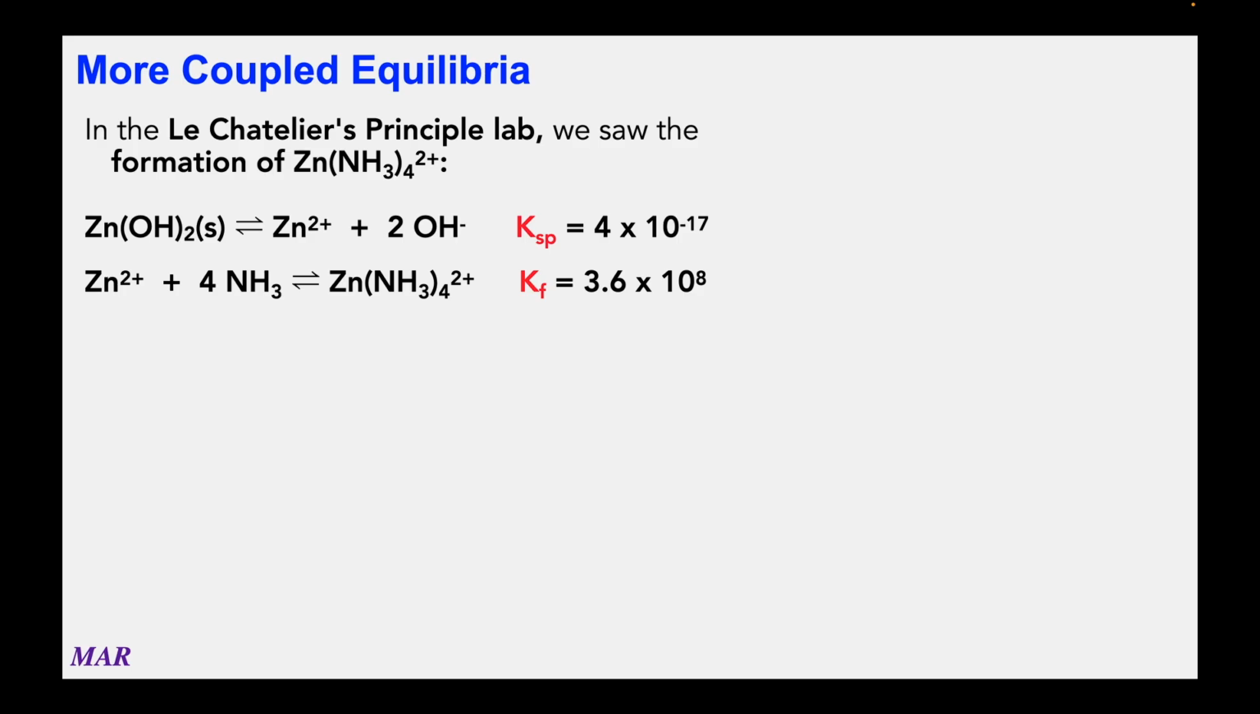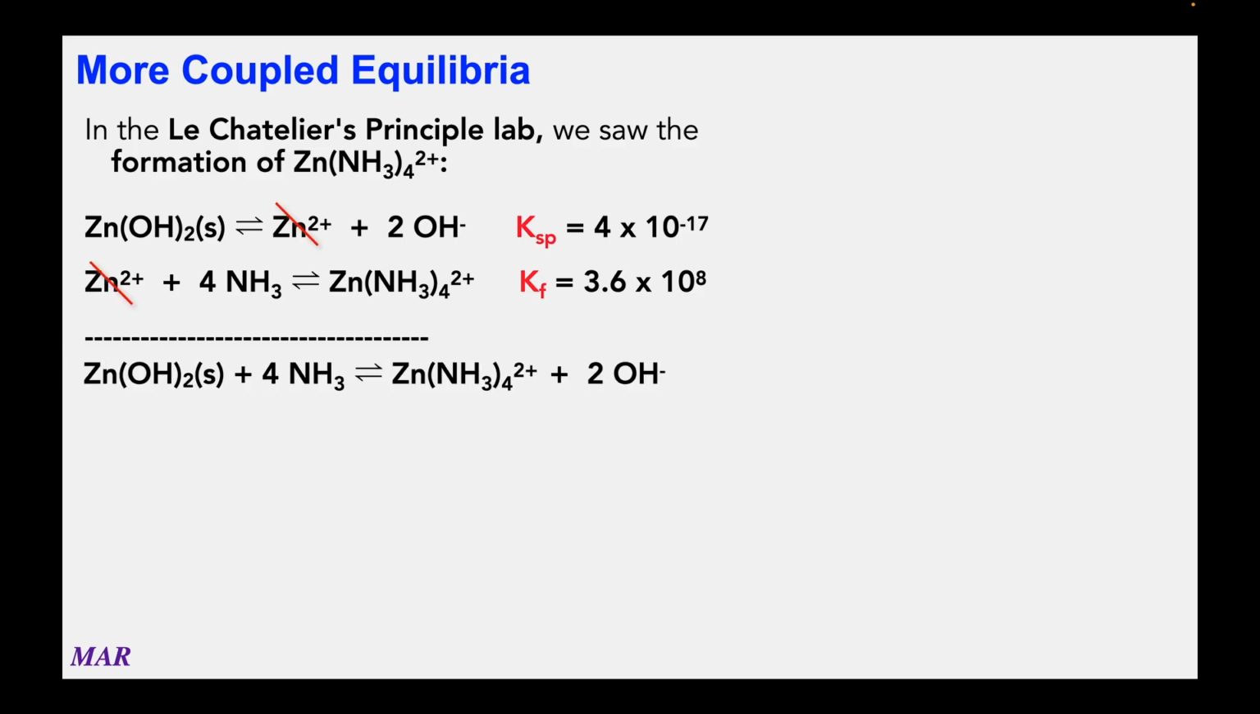Now again, coupled equilibria just means you're combining 2 or more reactions to give some desired third reaction. We'll couple these 2 together. We'll be able to cancel the 2 zinc ions, and you can see then that zinc hydroxide plus 4 ammonias makes the complex ion plus 2 hydroxides. K net, the K of this overall reaction, will be Ksp times Kf, 1.4 times 10 to the minus 8th. So again, still reactant favored, less than 1, but certainly not as reactant favored as the Ksp value. So it makes it more soluble than it was before, which is kind of cool.